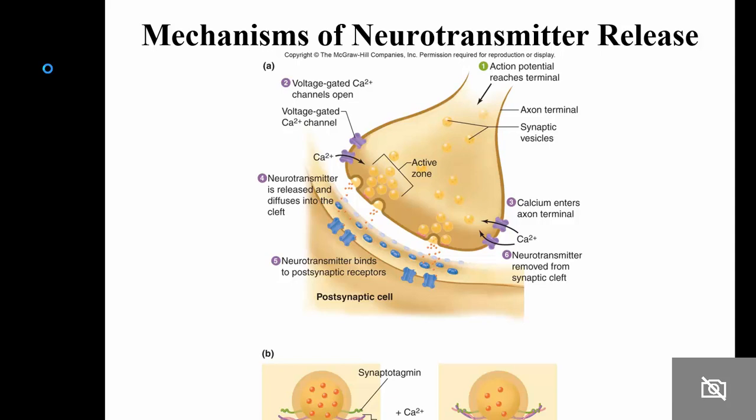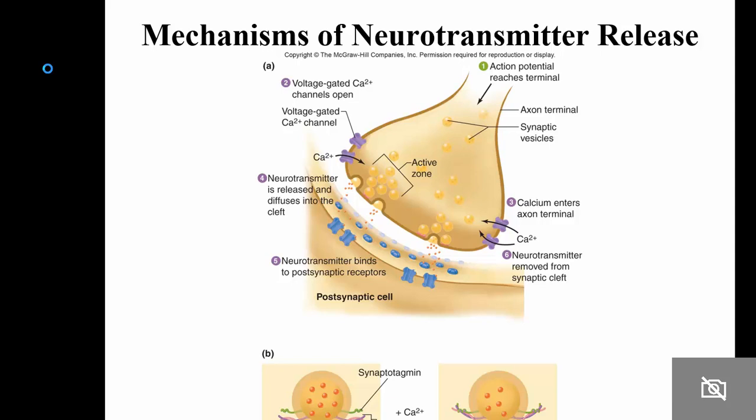When calcium comes into the cell here, it fuses to this thing. See, these things are vesicles. In this case, this is the neuromuscular junction. These vesicles are filled with acetylcholine, the neurotransmitter. The calcium binds to synaptotagmin. It's part of a SNARE protein. It's part of this protein here.